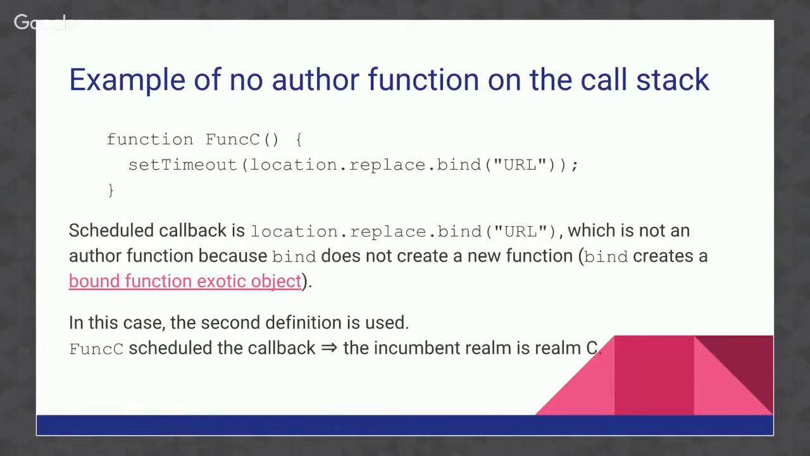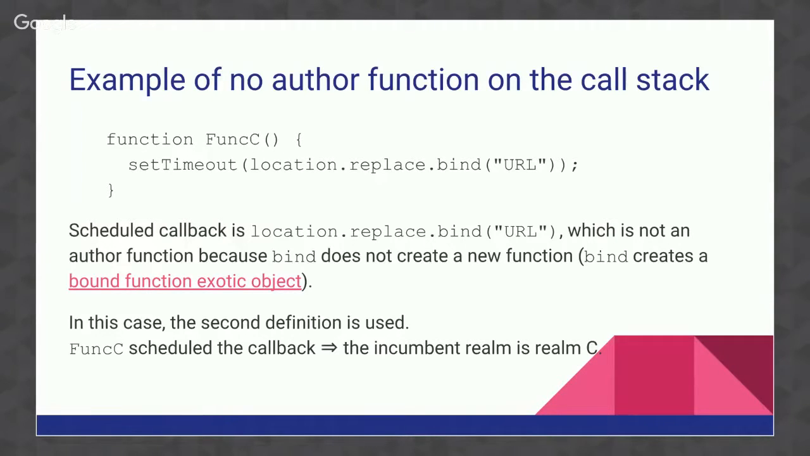So location.replace is a web API. It's not an author function. And bind does not create an author function. So overall, this result is not an author function. So there is no author function at all on the call stack. So in this case, we need the second definition.